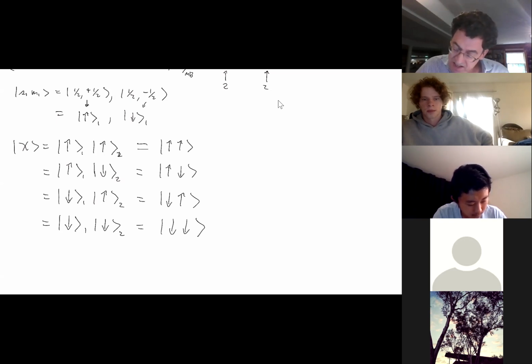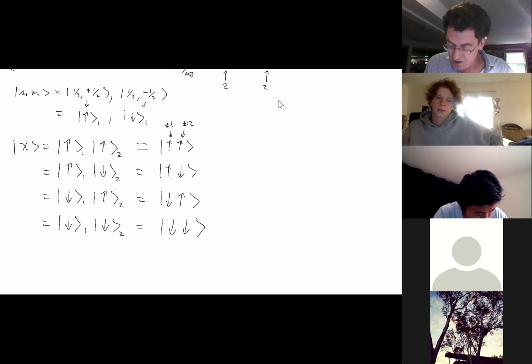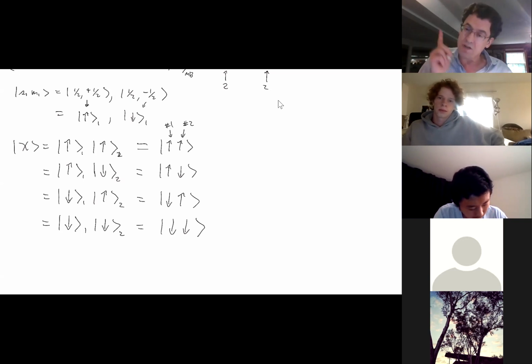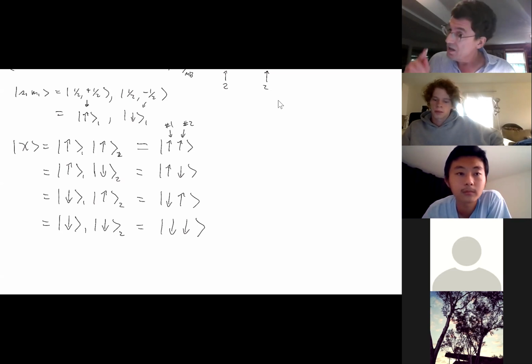But when I write this like up, up, it's really important for you to realize that here I'm talking about particle number one, and here I'm talking about particle number two. This is a real notation that people really use in the real world, but it's important for you to remember what the notation means. The first spin is referring to one particular particle, and the second spin is referring to the other particle.